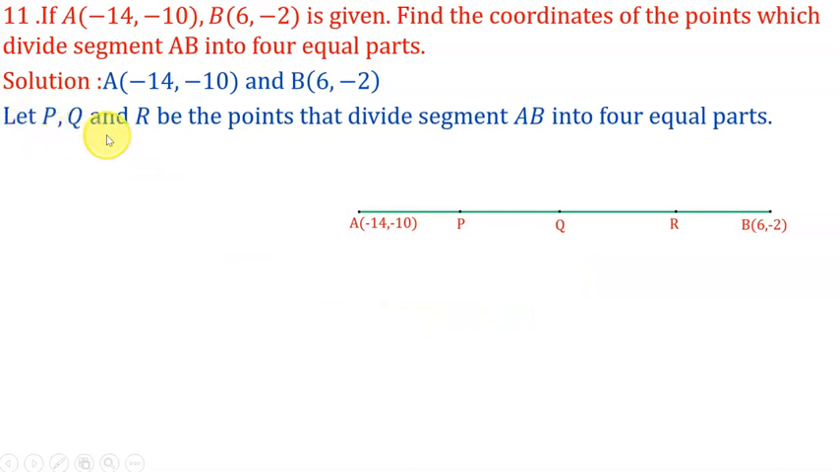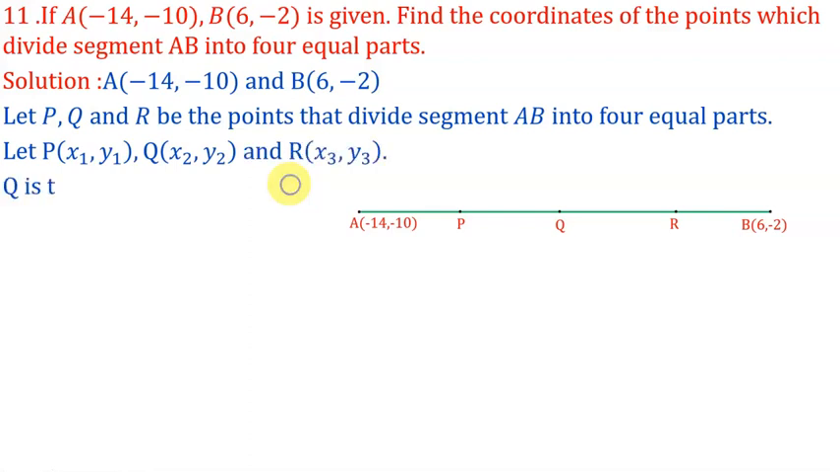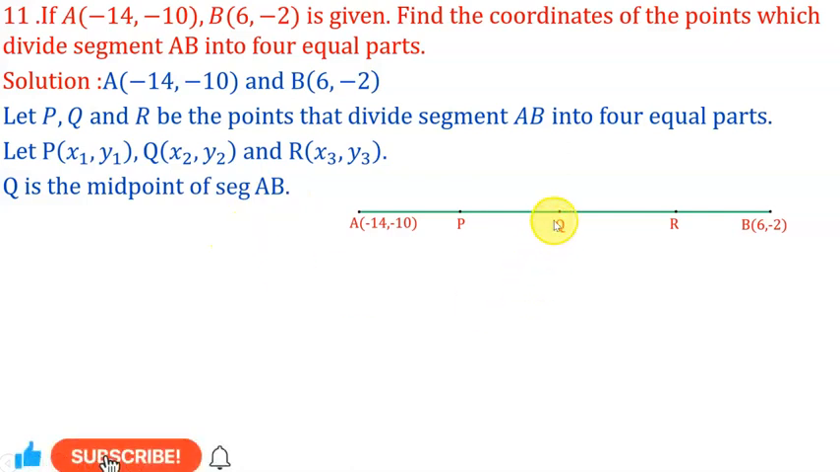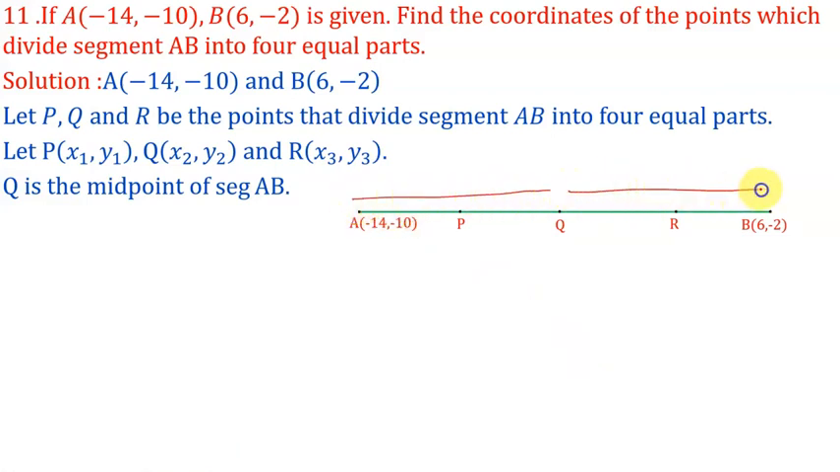Okay, let P, Q and R be the points that divide segment AB into 4 equal parts. Coordinates of the point P are x1, y1, Q is x2, y2, R is x3, y3. Q is the midpoint of the segment. इथे एकदम इझी आहे. Q हा AB चा कसा आहे तर तो मिड पॉइंट आहे. ते आपण कन्सिडर केलं तर हा हाफ पार्ट येणार आणि हा देखील हाफ पार्ट येणार. अप्लाय द मिड पॉइंट फॉर्म्युला.